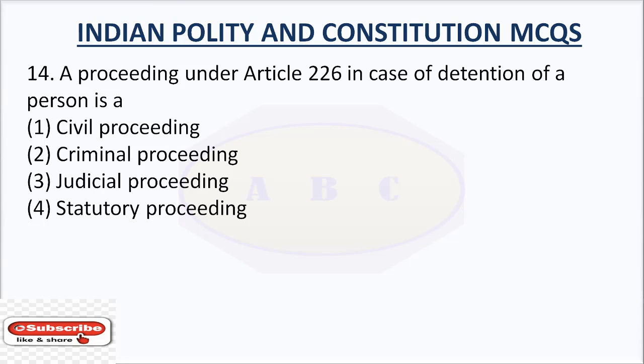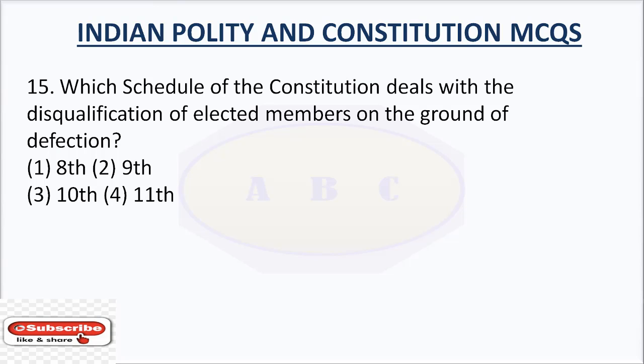Question number 14. A proceeding under Article 226 in case of detention of a person is a: option number 1, civil proceeding; option number 2, criminal proceeding; option number 3, judicial proceeding; option number 4, statutory proceeding. The answer is criminal proceeding.